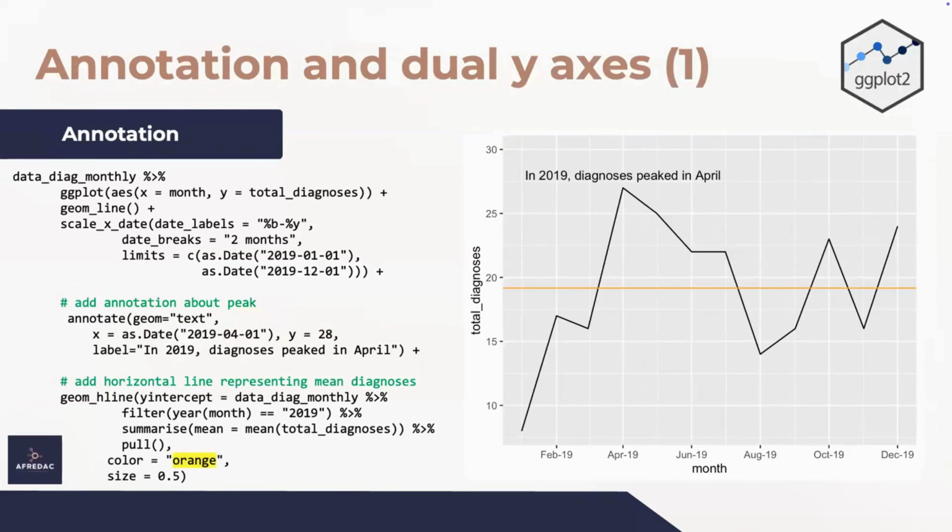You can also annotate ggplots that visualize time series data. By annotation, I mean you can add additional lines. You can also add text. That's what's happening over here. We have the same plot as the previous slide, but now we're adding an annotation about the peak in diagnoses. This is simply about adding text to the graph, and then we're also adding a horizontal line to represent mean diagnoses over time. That's what it looks like in this particular graph.